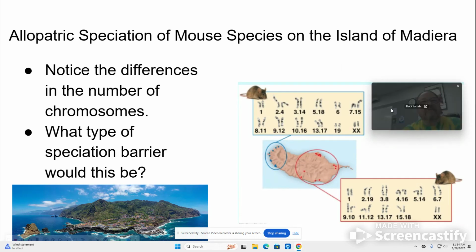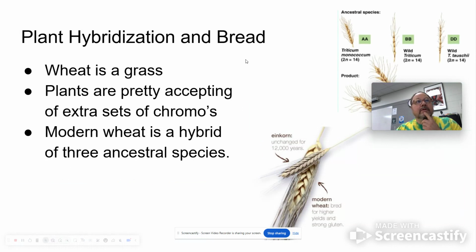Now, the relief map here doesn't quite do it justice. Here's the island, and you can see it's pretty mountainous in the middle. So there's geographic isolation that has physically separated the mouse populations, and they've had enough opportunity to accumulate differences in their chromosomes. And so that can lead to allopatric speciation. If they're physically separated on the island, then they can start to accumulate these other differences over time, and that will lead to further reproductive isolation.